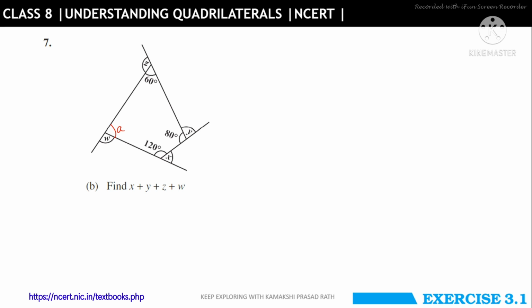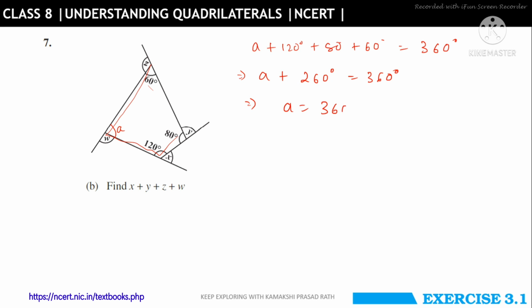To know A, we know the property: it forms a quadrilateral. So the sum of the angles of a quadrilateral is 360 degrees. So we can say A plus 120 plus 80 plus 60 equals 360 degrees. That means 120 plus 80 is 200, 200 plus 60 is 260, so A plus 260 equals 360. So A equals 360 minus 260, we get 100 degrees. So A is 100 degrees.